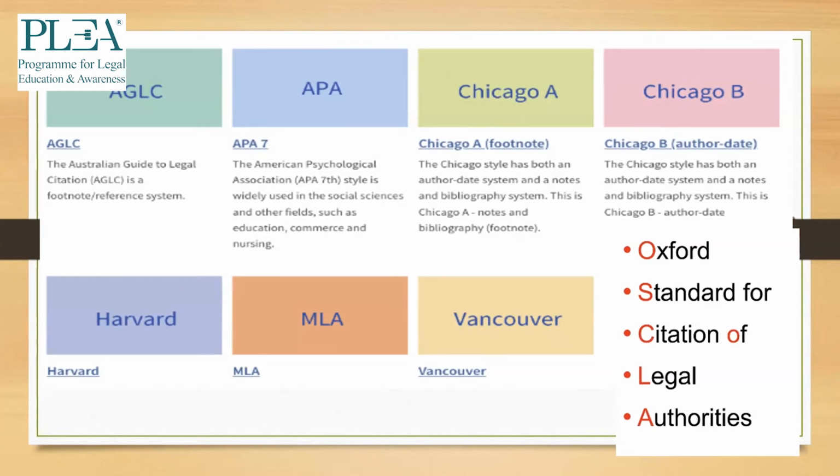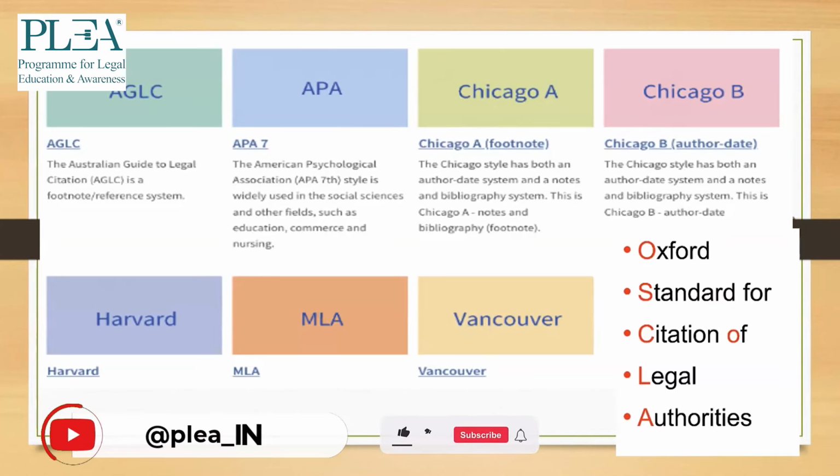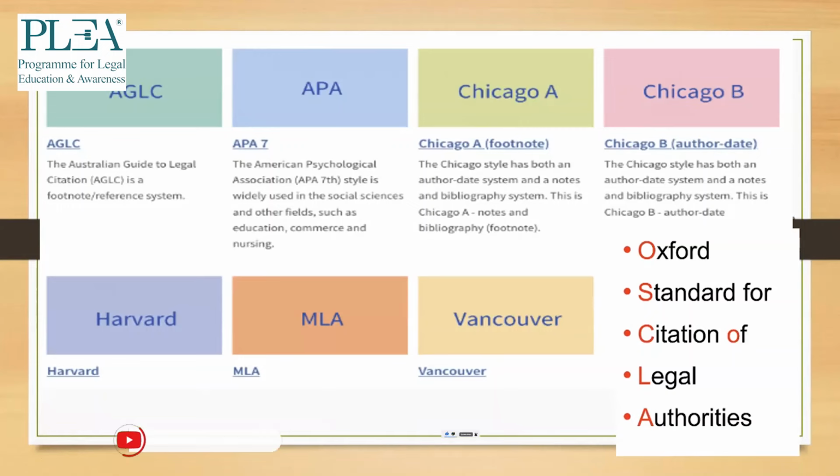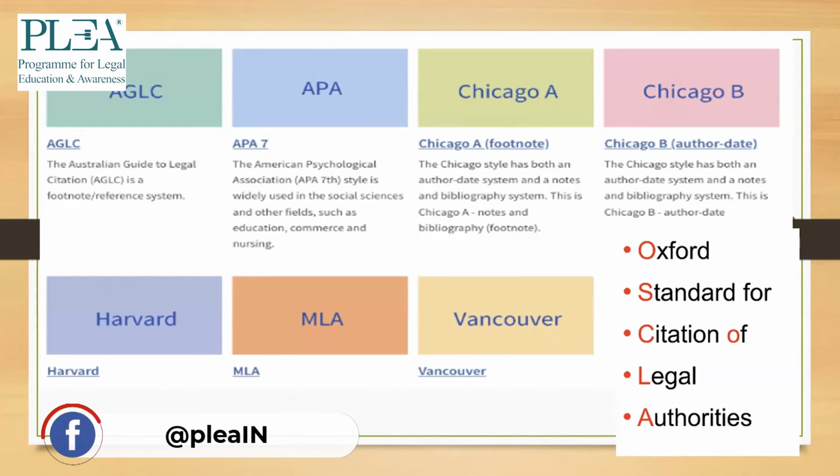Another one is MLA. Then there is Vancouver. These are different styles used for different fields of research. In law, the most common is Harvard. Another one is OSCOLA. Harvard is followed by American universities and institutes. OSCOLA is used by British institutes, which are in the UK. OSCOLA, as the name itself suggests, Oxford Standard for Citation of Legal Authorities. So Oxford University and the other universities might use OSCOLA.